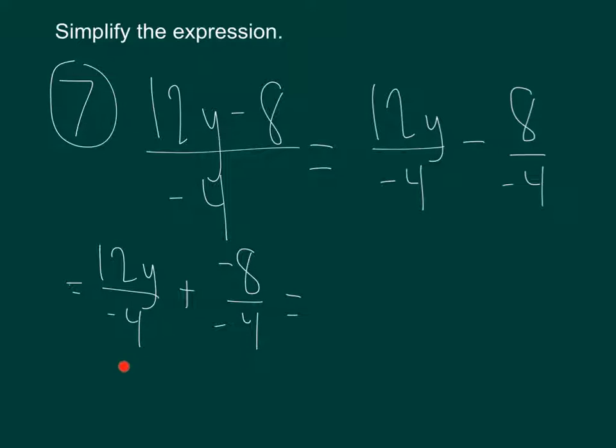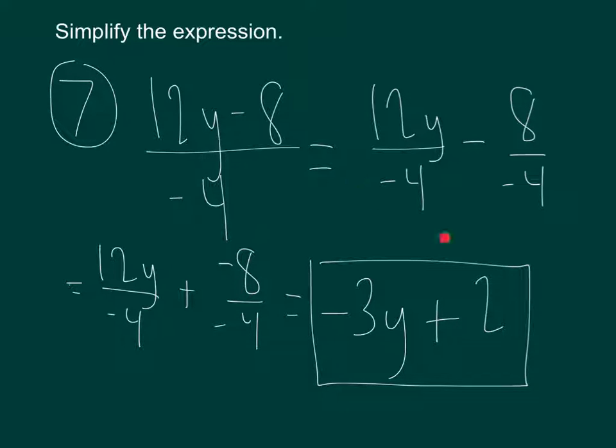12y divided by negative 4 evaluates to negative 3y. And then negative 8 divided by negative 4, well, a negative divided by a negative is a positive, so it gives us positive 2. And this one up here is going to give us the same thing. When we evaluate this part right here, it'll be minus negative 2. Well, that's the same thing as plus 2, right? Taking away a negative.